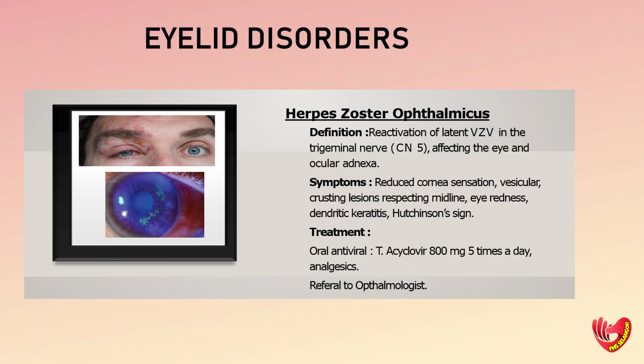Herpes zoster ophthalmicus is a condition that we sometimes encounter in our clinics, caused by the herpes zoster virus. Patients normally present with pain and vesicles along the area of distribution of the ophthalmic branch of the fifth nerve. Hutchinson's sign is a rash on the tip of the nose that indicates herpes zoster ophthalmicus.